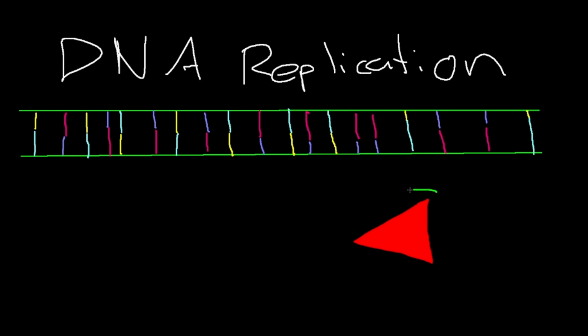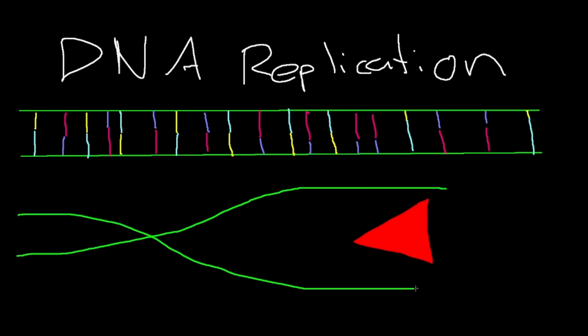An enzyme, wait, that's not a very good draw. Here, let me do that. An enzyme called helicase comes in and it unzips our DNA, right? So this is going to be helicase, and you can just picture it kind of like a zipper, unzipping our DNA here.